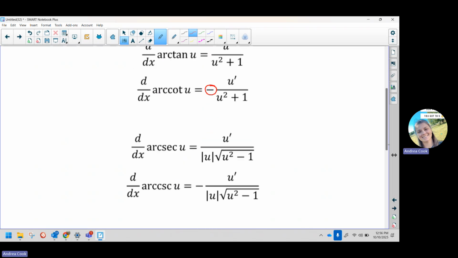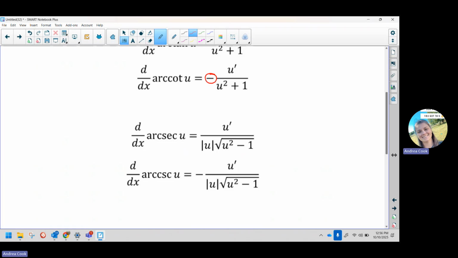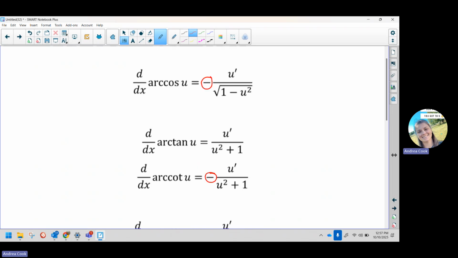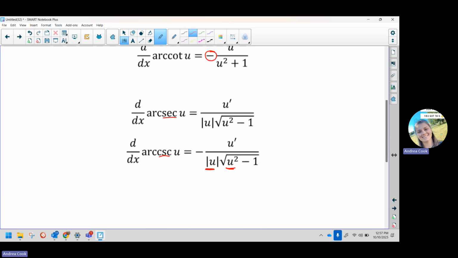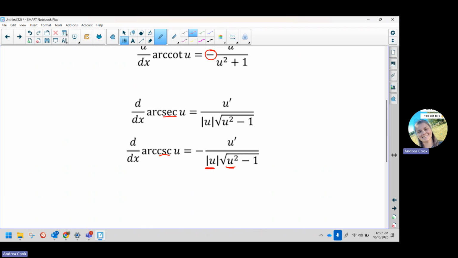Arc secant and arc cosecant, those are the more complex formulas. I think of them as the more complex trig functions, so that's how I remember it. It's going to be u prime over the absolute value of u times the square root of u squared minus 1. I also remember that in the more complicated one, the absolute value of u and the u squared are next to each other, whereas in arc cosine and arc sine, it's 1 minus u squared. So that's how I remember the order, but it's just however your brain works.